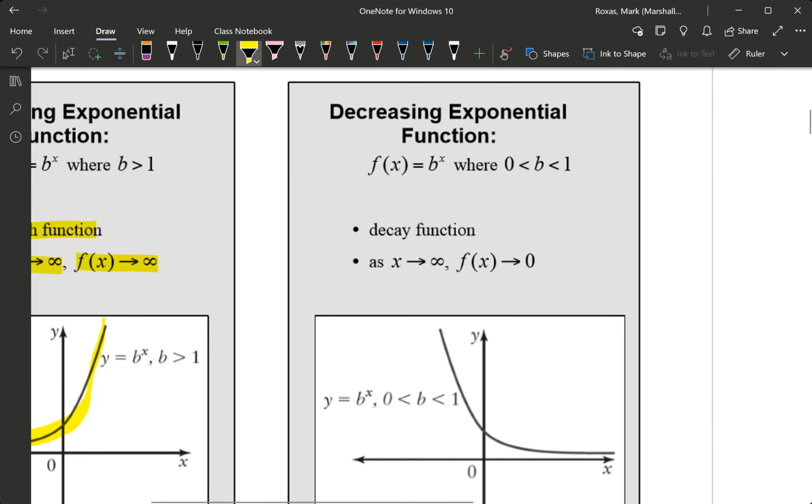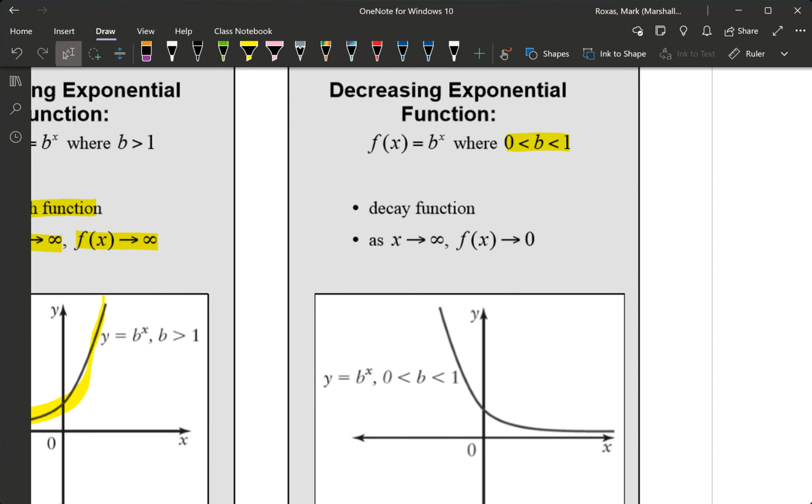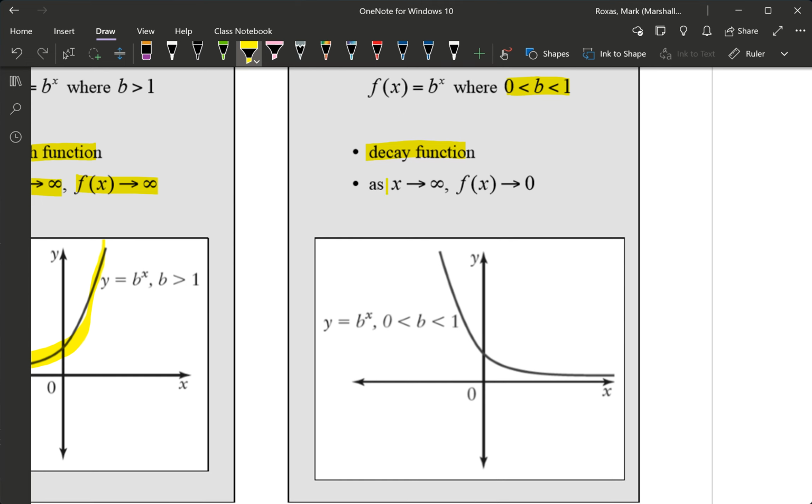We also have exponentially decreasing functions, and this occurs when the base of your function is a number between 0 and 1. So it includes decimals, 0.1, 0.5, etc. We call this kind of function a decay function or exponential decay. That means that for larger values of x, reading the graph from left to right, the y value of the function will decrease and approach 0. But it will not cross 0, hence why we have a horizontal asymptote at the x-axis.